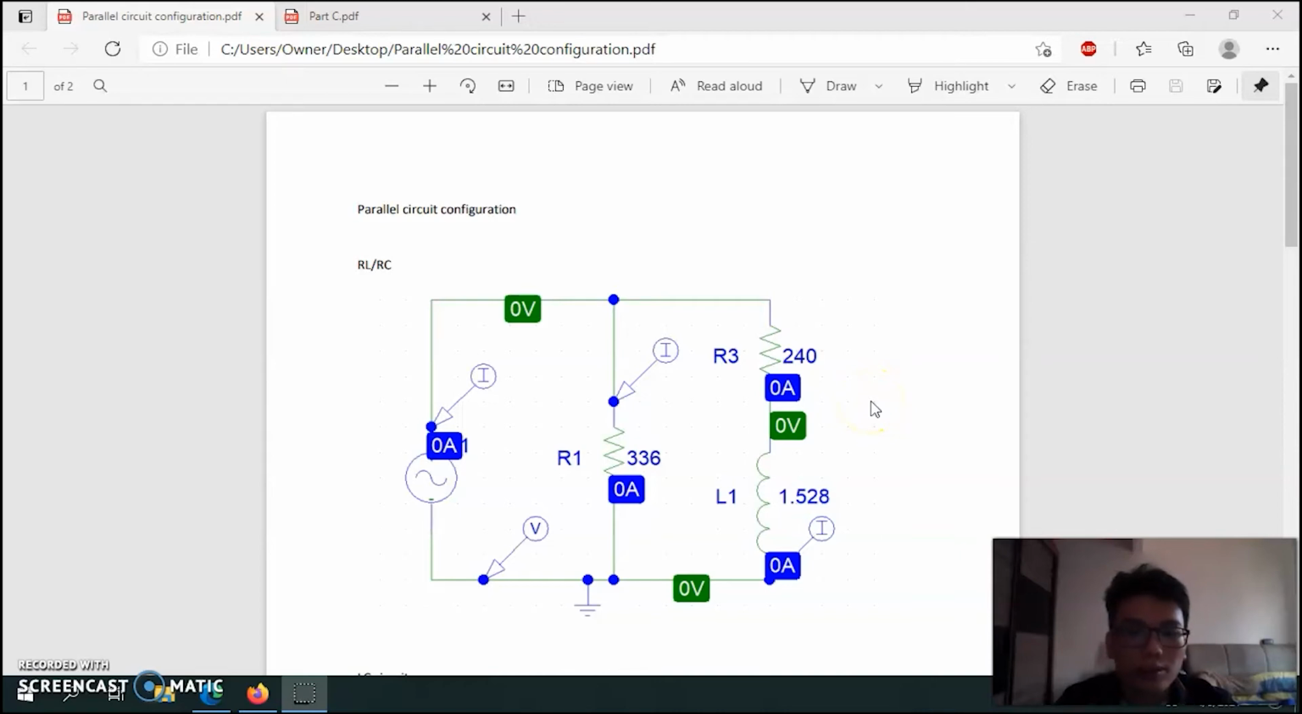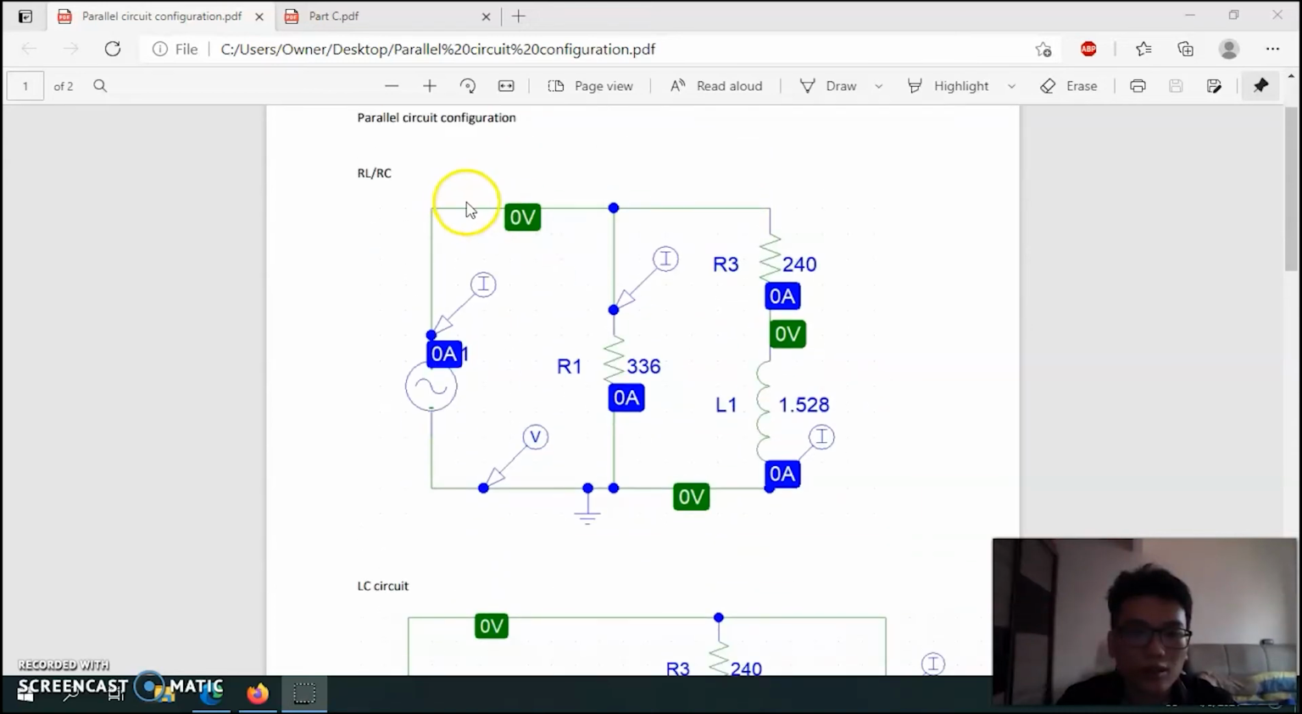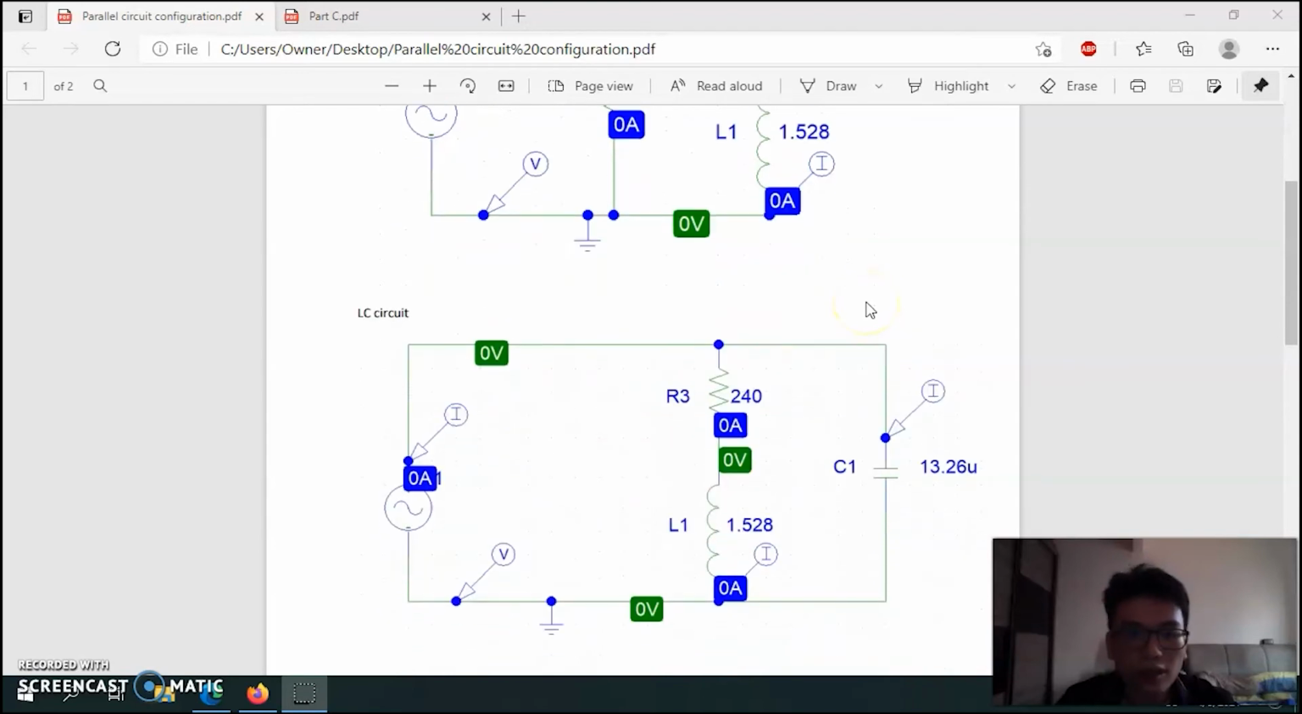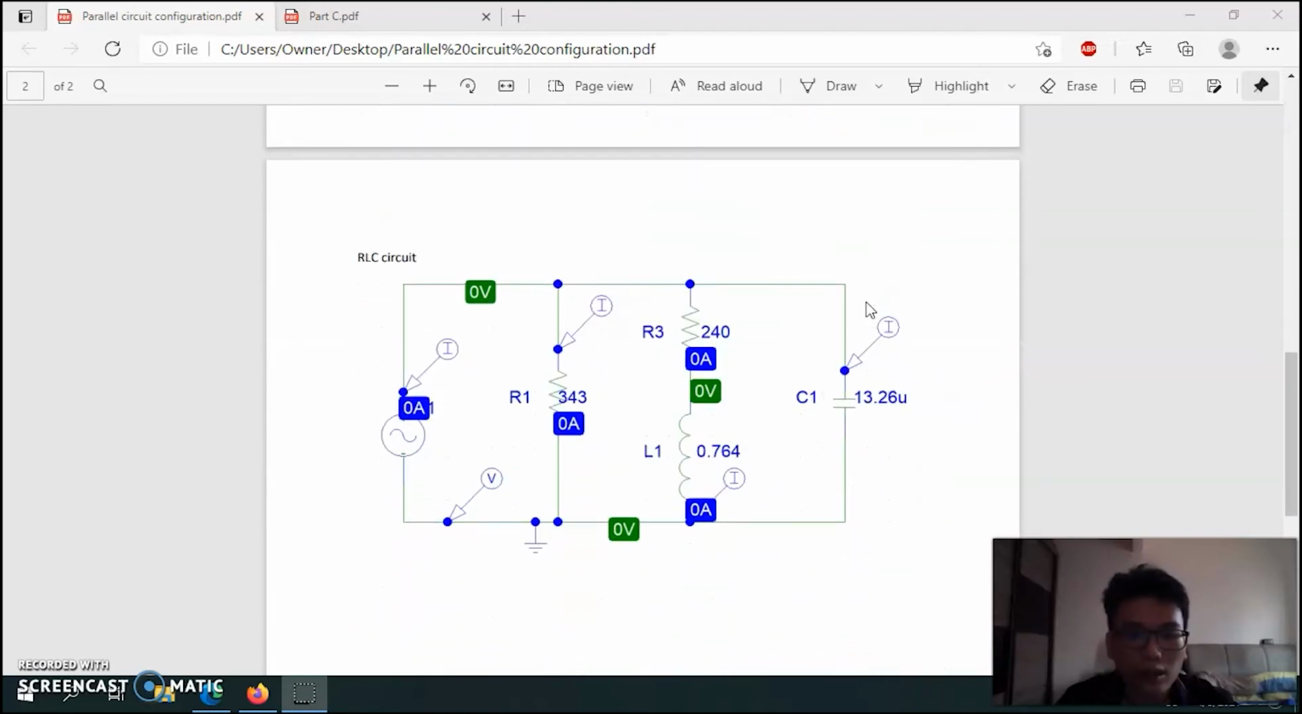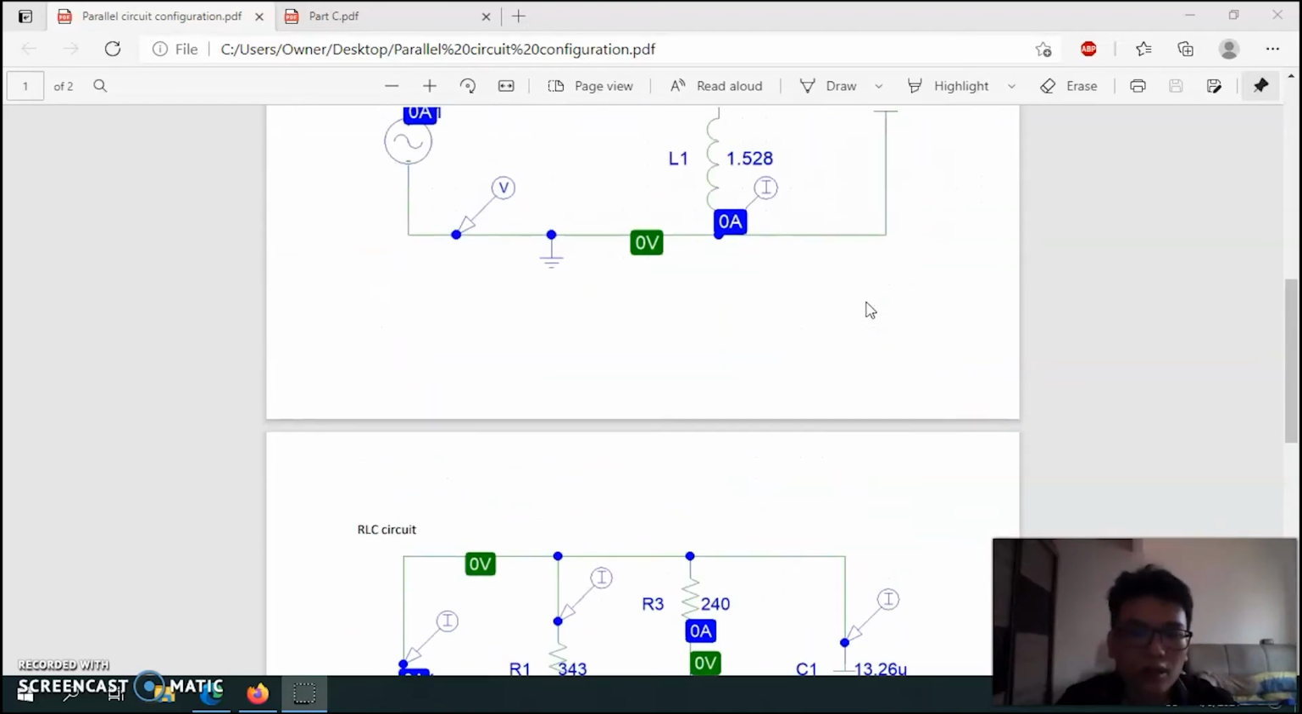So today I'll talk about the parallel circuit in Part C. So we have three types. First is RL or RC. The second one is LC circuit. And the third one is RLC.